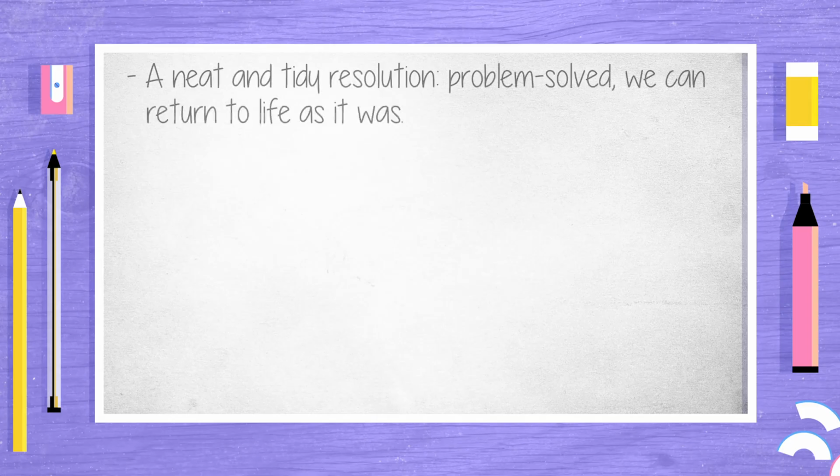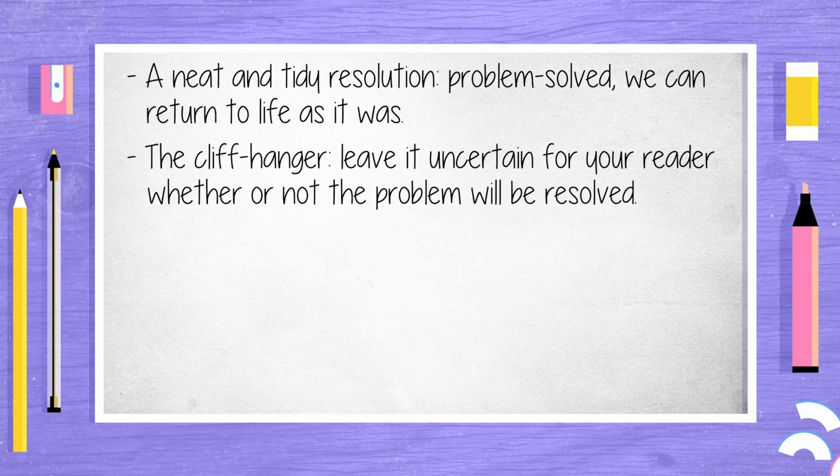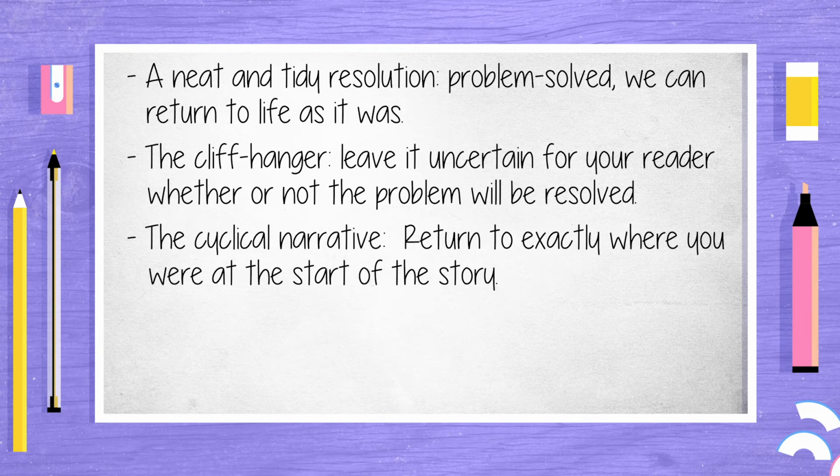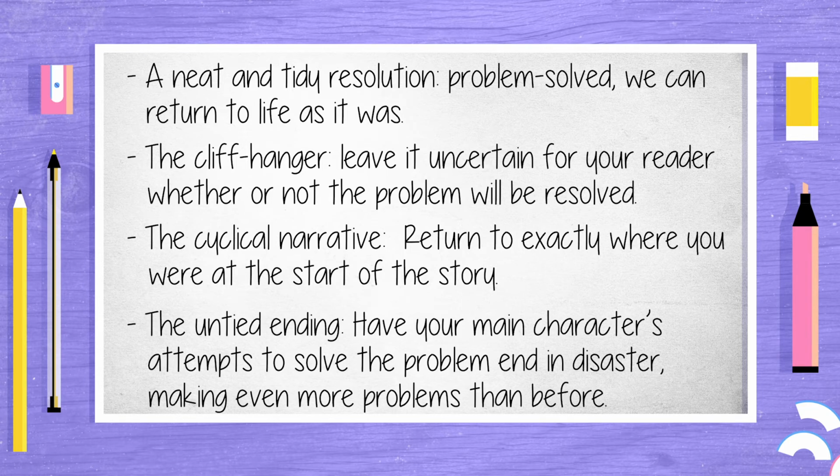A few ideas on how to end a problem could include a neat and tidy resolution. Problem solved, we can return to life as it was. The cliffhanger. Leave it uncertain for your readers whether or not the problem will be resolved. The cyclical narrative. Return to exactly where you were at the start of the story. Reintroduce the problem right when the reader thinks it has been solved. The untied ending. Have your main character's attempts to solve the problem end in disaster, making even more problems than before.